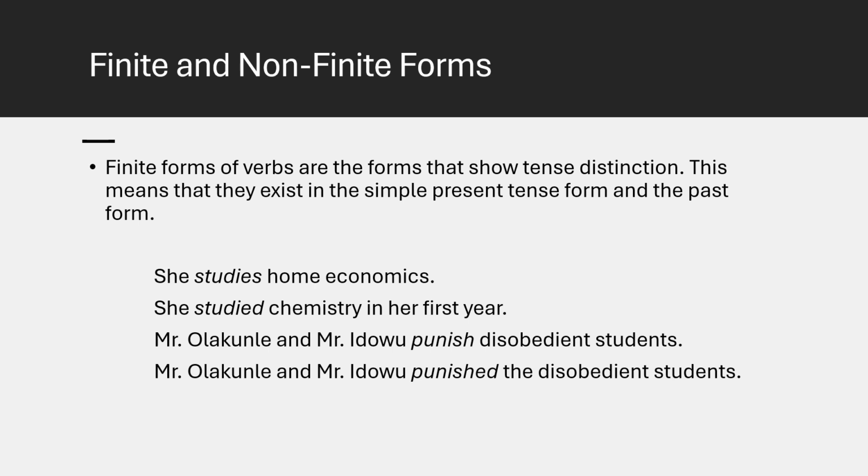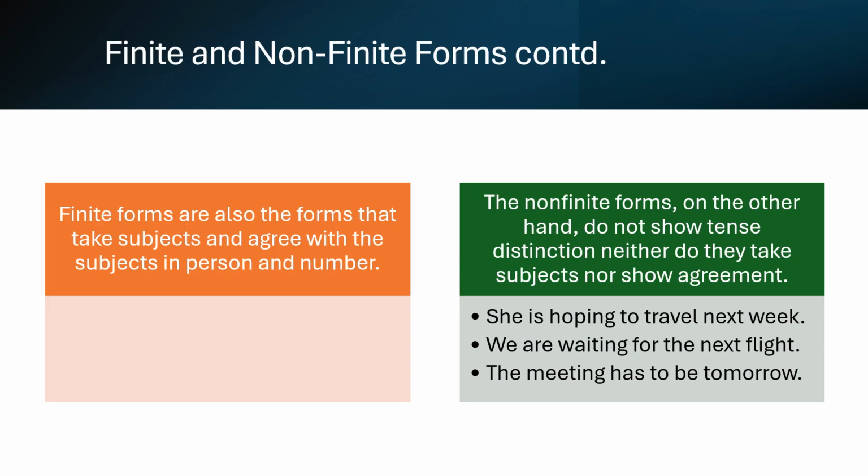So let's look at the second one. Essentially, again, the difference is punish, which is present for Mr. Olakunle and Mr. Eduwa, and the past, which is the past tense. So it is a case of tense. The finite forms here can take on tense. Finite forms are also the forms that take subjects and agree with the subjects in person and number.